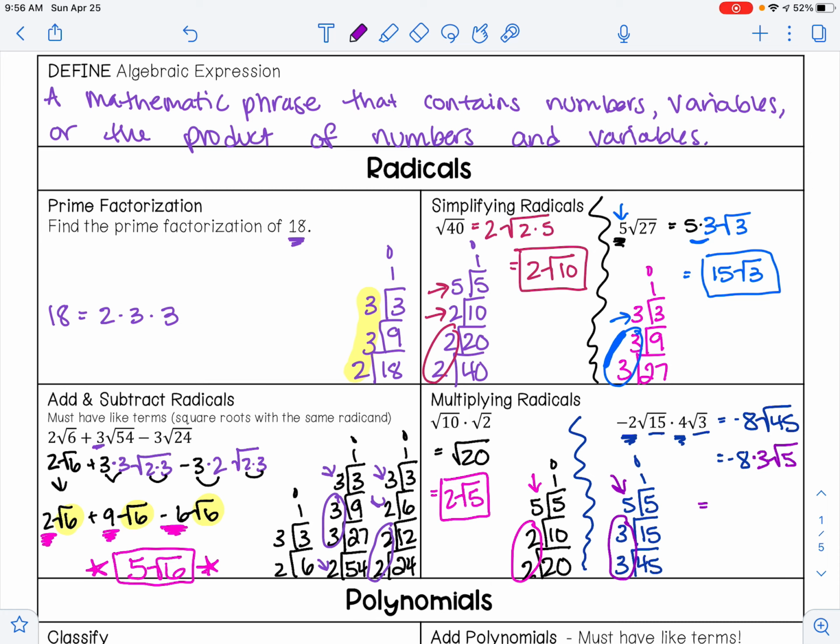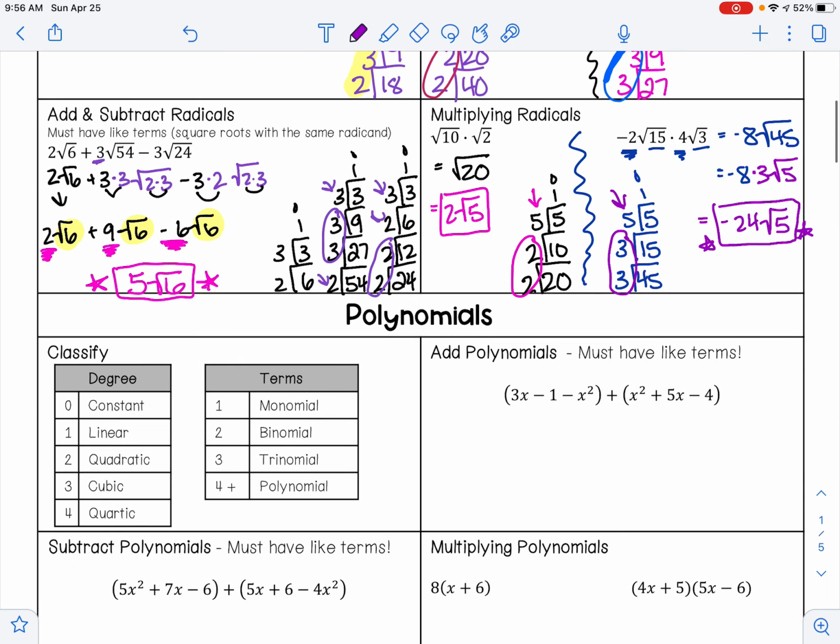Negative 8 times 3 is negative 24. So my answer is negative 24 square roots of 5. So that is what we learned about radicals. And now we're going to review what we learned about polynomials.